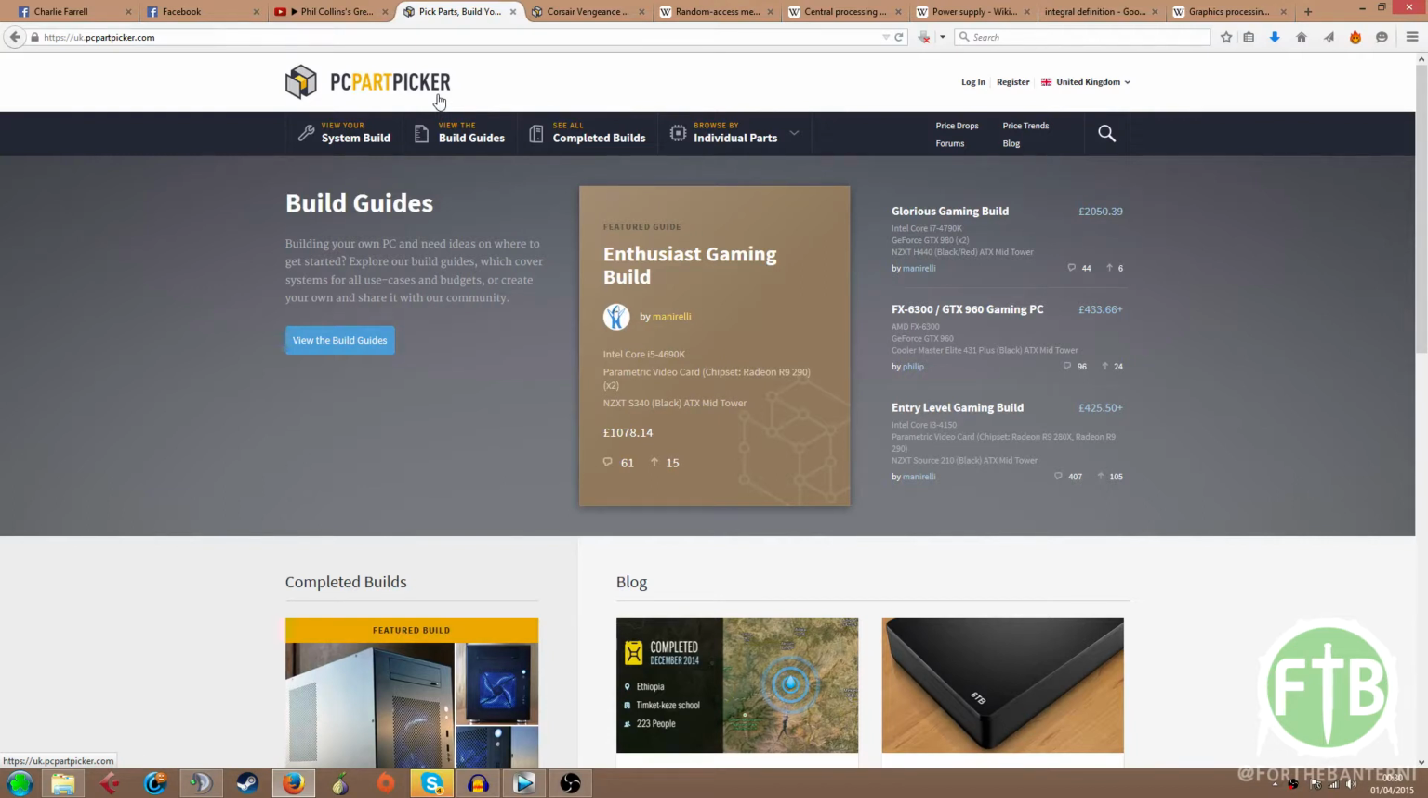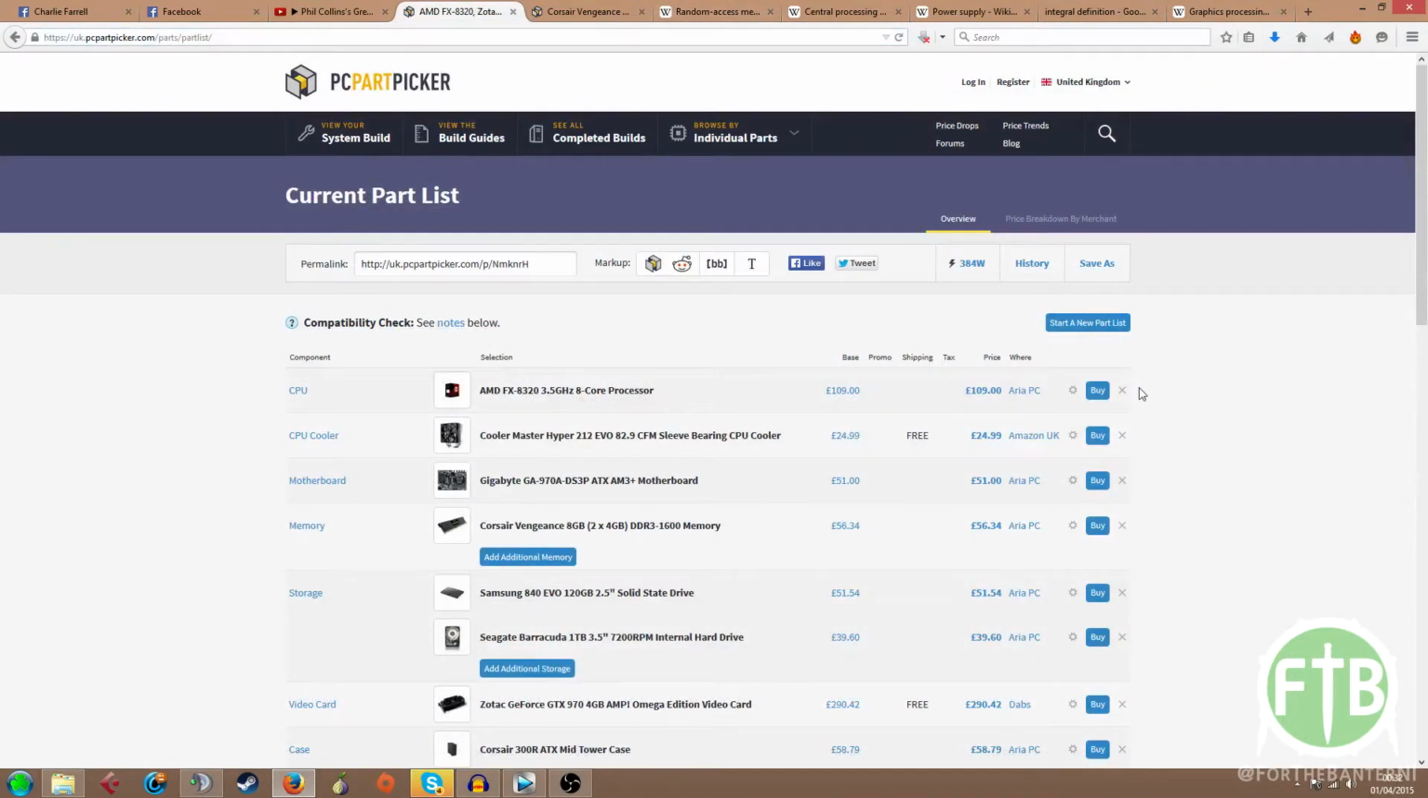First of all, I'm going to talk about a website called PC Partpicker. Now, PC Partpicker is a website that essentially holds a database of all computer parts you could think of. You pick your parts out and you place them in this build log.